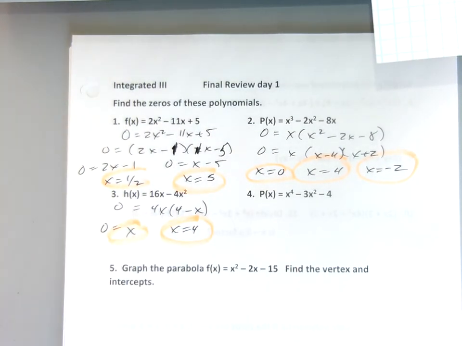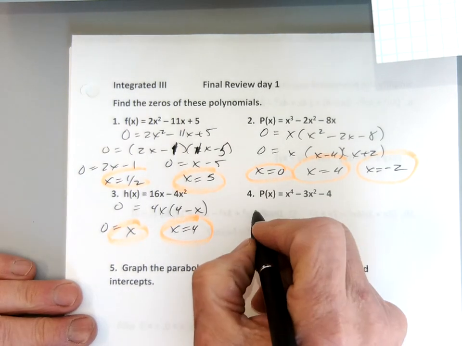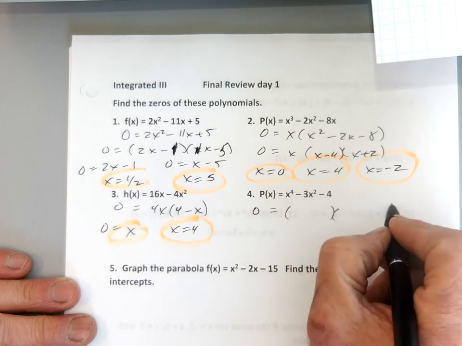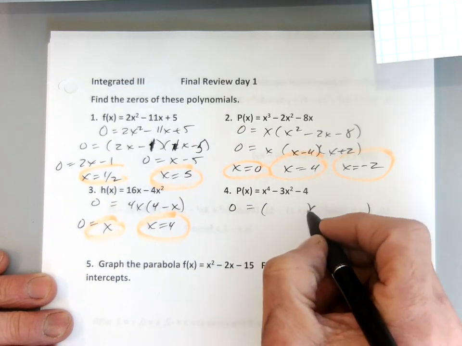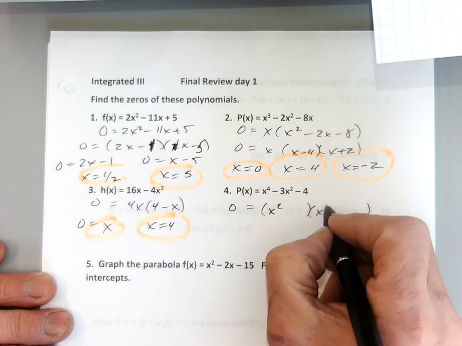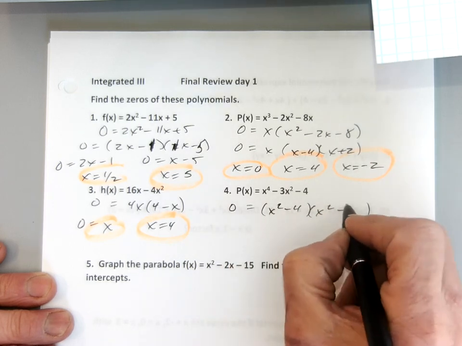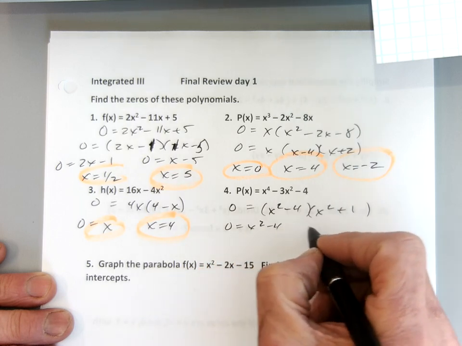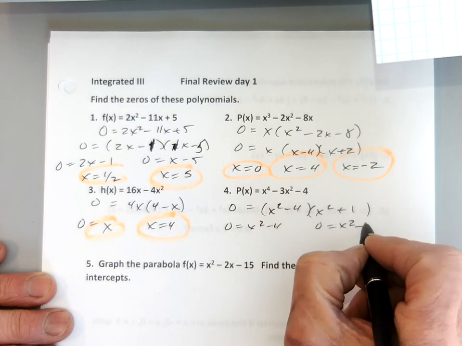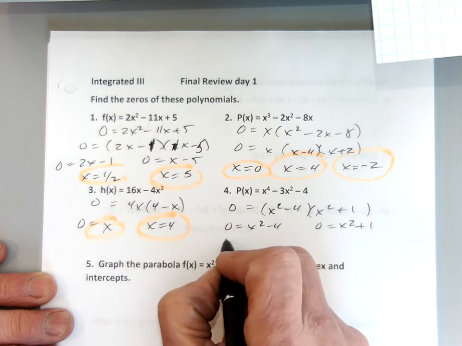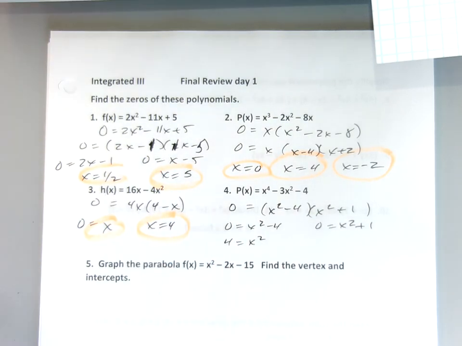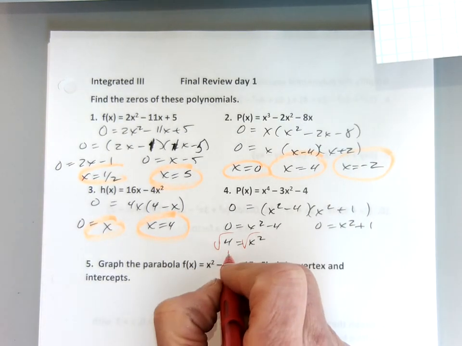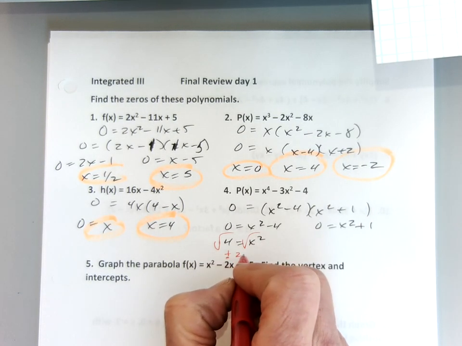Okay, 4. Let's see, I'm going to have 4 answers. Let's see, set it equal to 0. And then I'm going to factor. I'm going to factor it into an x squared minus 4, x squared plus 1. If I set them both equal to 0, x squared minus 4 equals 0, and x squared plus 1 equals 0. When I go ahead and add 4 here, and then I'll square root this one, that's no problem. Square root of 4 is 2, but I have to have 2 answers, so it's plus or minus 2.